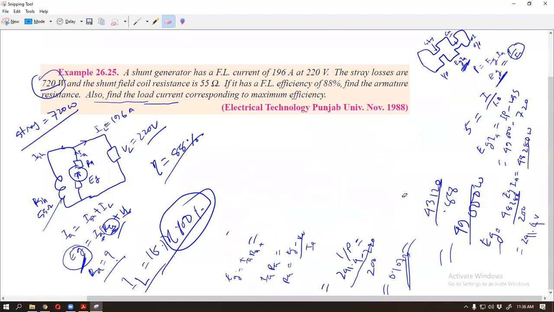Now just calculate the maximum. If maximum efficiency, so maximum efficiency, you know that. If maximum efficiency, our formula is I square RA is equal to WC.